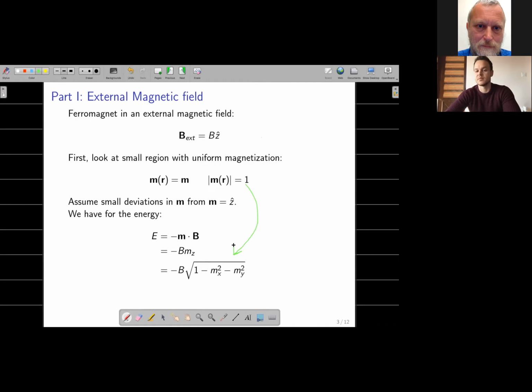So we express the z component. Okay, and of course we assume that the deviations are small, so we can expand the square root to obtain the following expression. We have minus B, just a constant, and we see that to first order we have mx squared plus my squared.